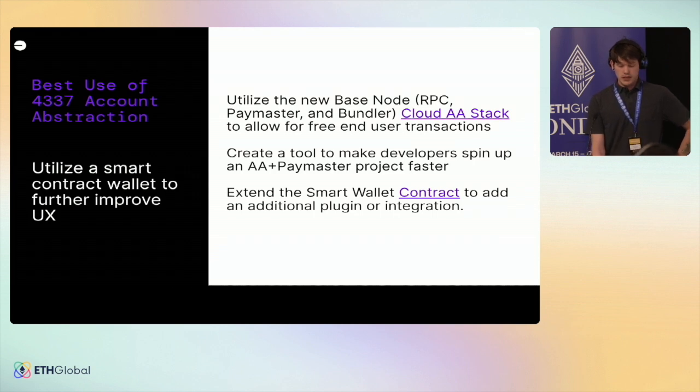Then the second one has very different criteria, so you just need to hit one. Best use of 4337. That can be using our cloud bundler or Paymaster. You can use that with Alchemy Account Kit, Pimlico, EtherSpot, any of the providers I showed before.